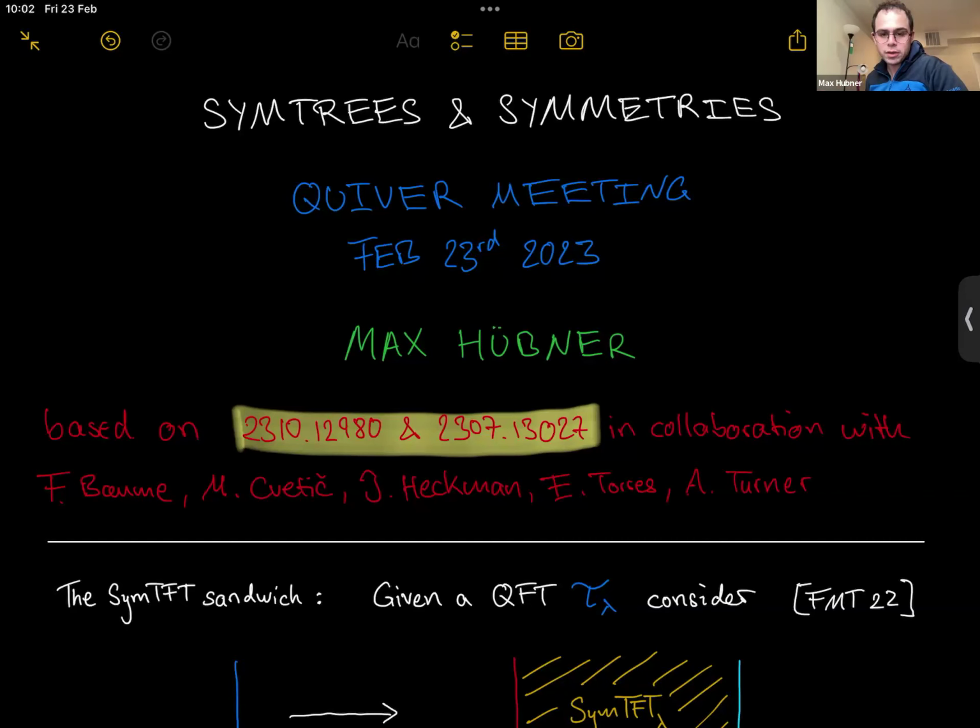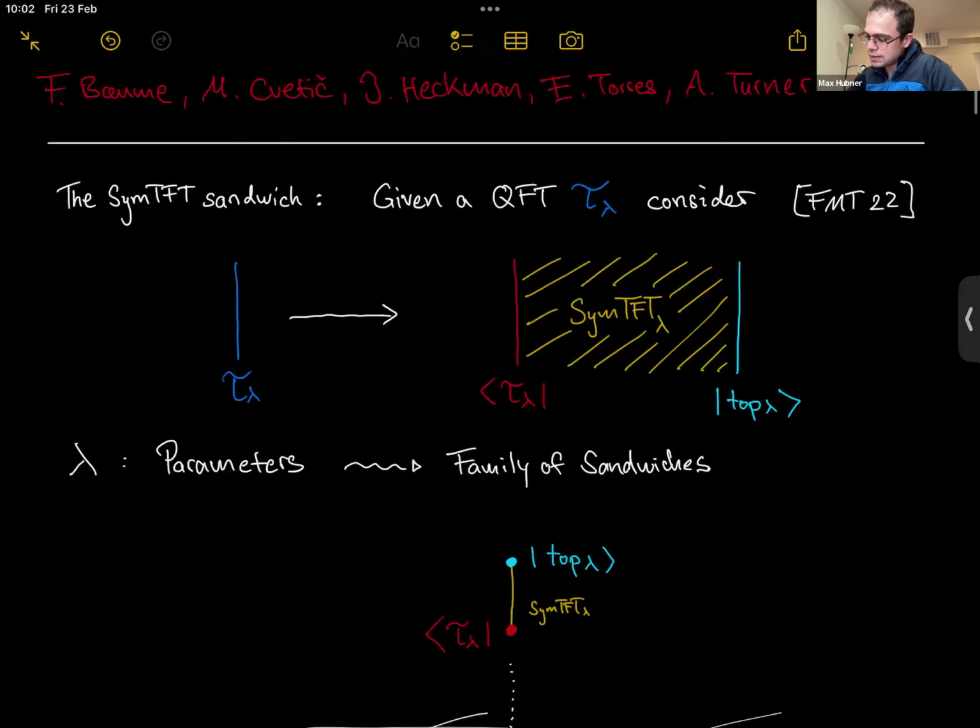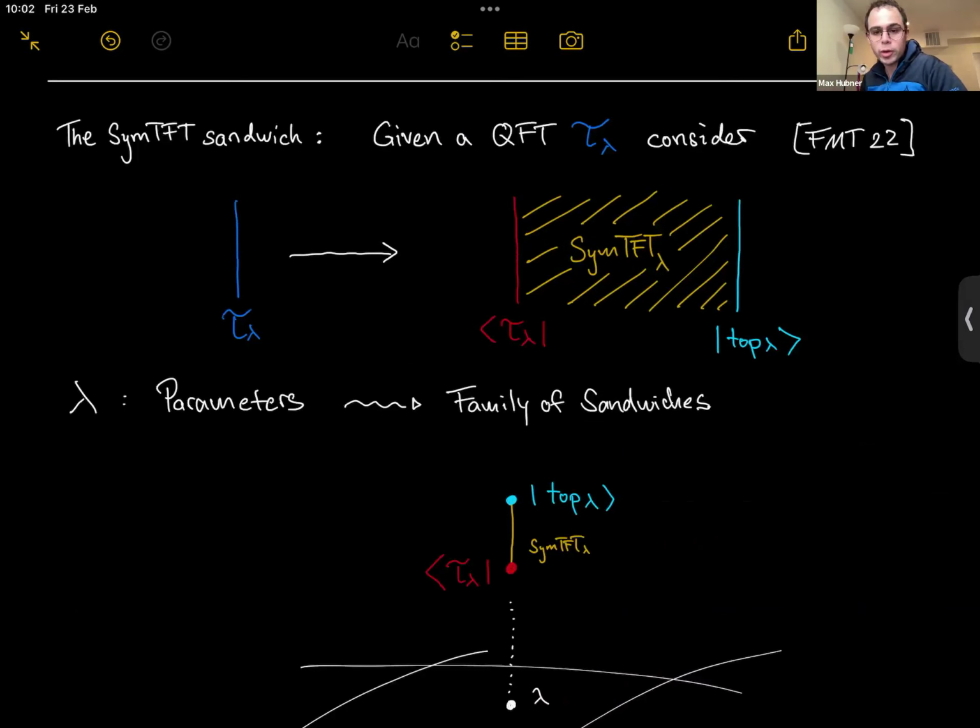So to best set up these ideas, let me recall the standard SymTFT sandwich, going back to ideas of Freed, Moore, and Teleman. If we're given a quantum field theory in d dimensions, then in many cases we can expand it into a relative quantum field theory, here in red, also in d dimensions, a topological boundary condition in light blue, also in d dimensions, which live on the boundary of a d+1 dimensional slab, which supports a topological field theory, the so-called SymTFT.